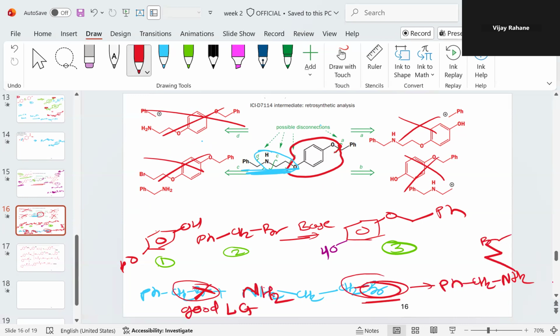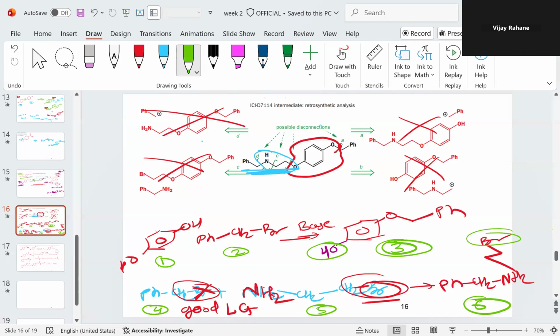And once we get this, this will be starting material 4, starting material 5, and this is now intermediate 6, right? So this intermediate 6, if you couple it with intermediate 3, you can clearly see this is the hydroxy group and this is the alkyl bromide.